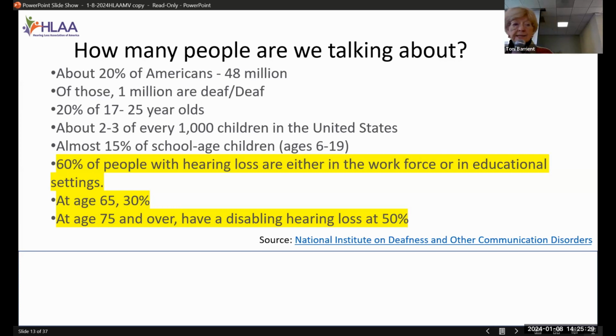Ooh, that's tough. At age 65, we're looking at 30% of the population. At age 75 and over, 50% have a disabling hearing loss. So from the social services department here in Laguna Woods, in the marketing department, they say that the average age here is 76. And so I would say 50% of Laguna Woods residents have a disabling hearing loss. That's a lot of hearing loss.